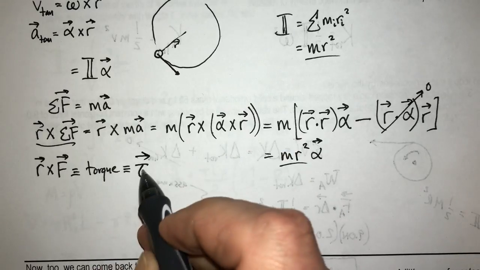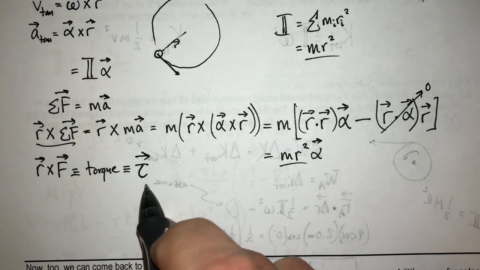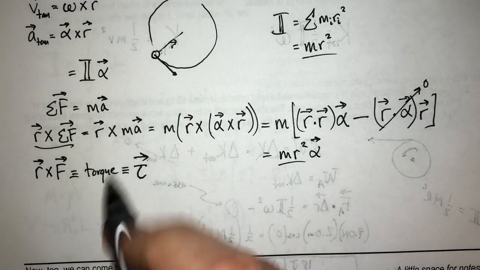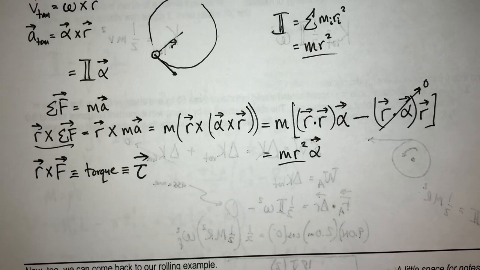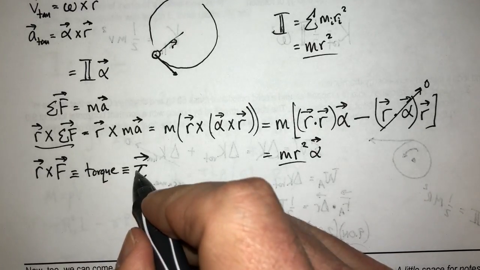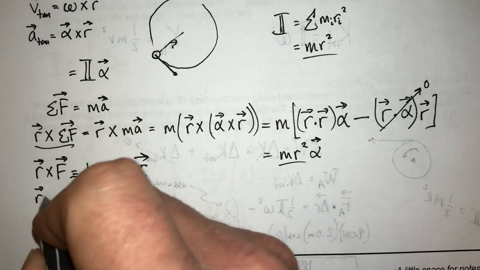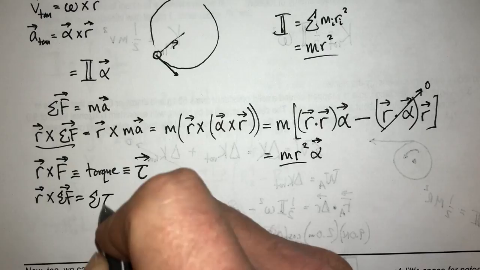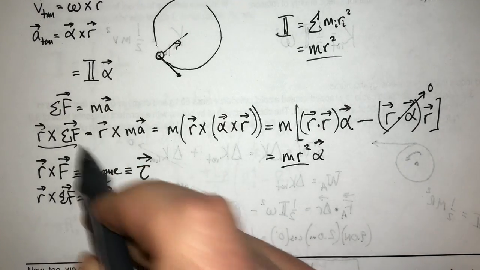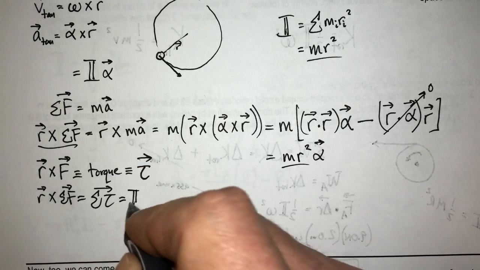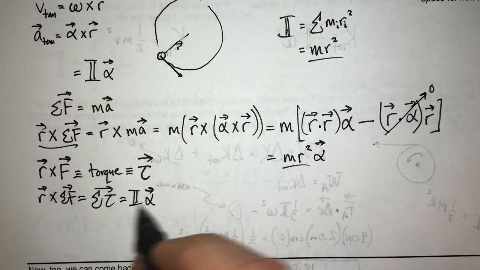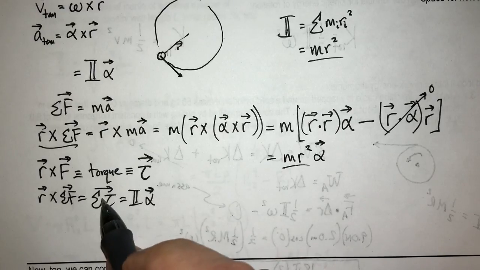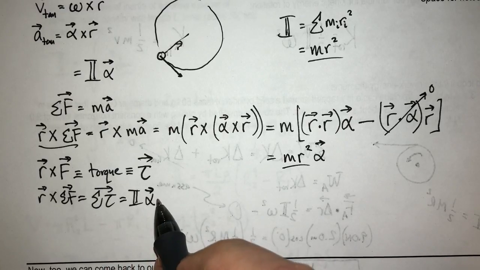We'll use the Greek letter tau, which looks like a capital J in a mirror. We'll call it torque. If we want the net torque, then we're doing r cross net force, which would be the net torque. And if we follow along from here, that's supposed to be equal to I alpha. And there's our rotational analog of Newton's second law. Rotational force equals rotational mass times rotational acceleration.